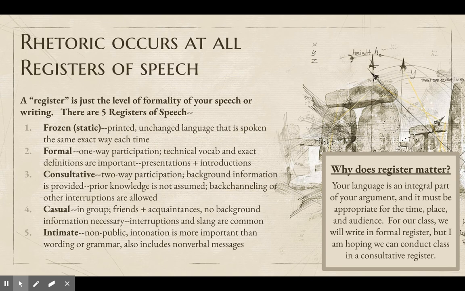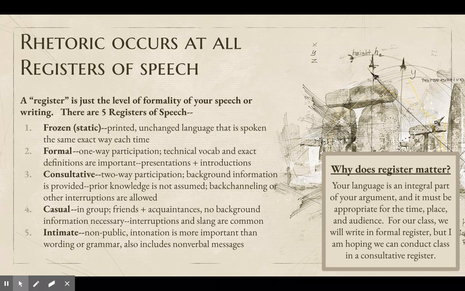We would not want to do that in formal speech. So if you were speaking to the president or giving an address or somebody important in the audience, you would definitely not be wanting to say things like that. Those are things that are okay in consultative speech, but we would not want to do that in formal speech. Obviously, back channeling doesn't occur in writing.